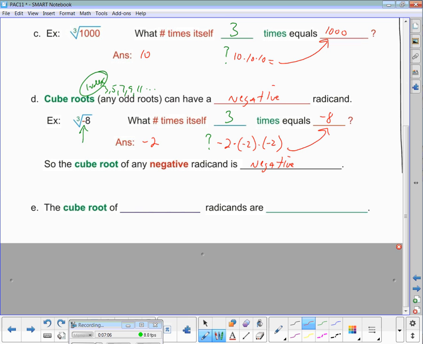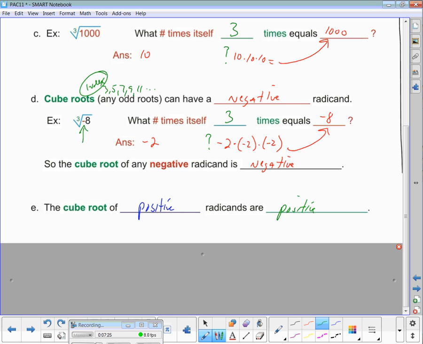E, the cube root of positive radicands has to end up being positive. The cube root of positive radicands has to end up positive.